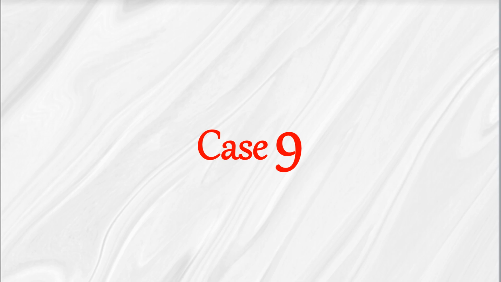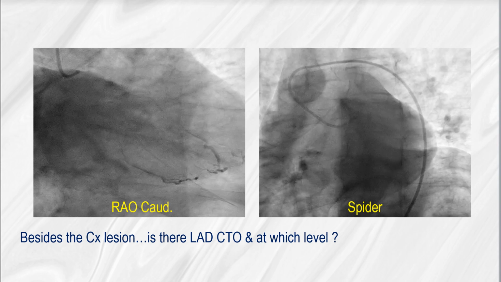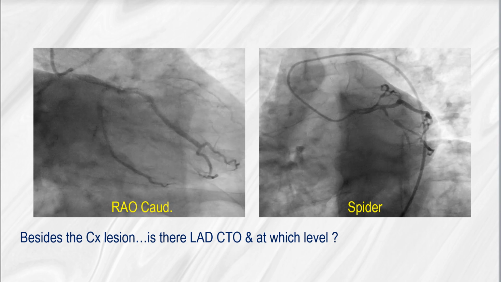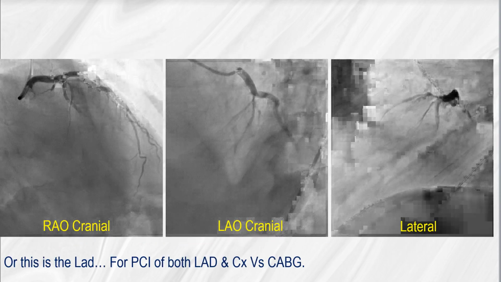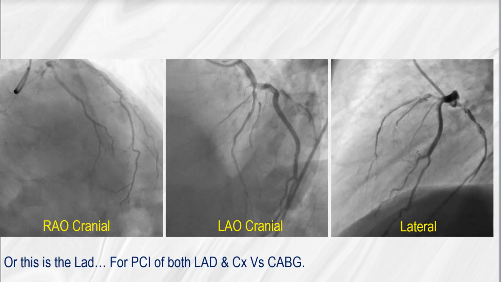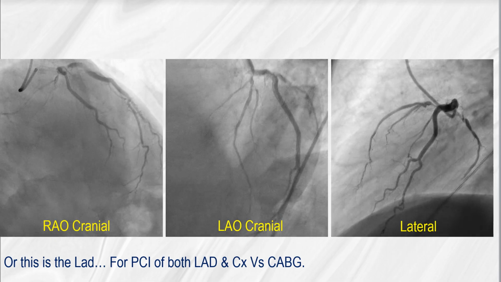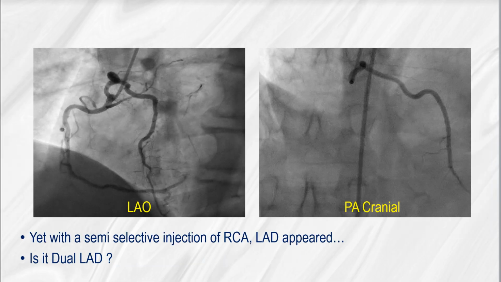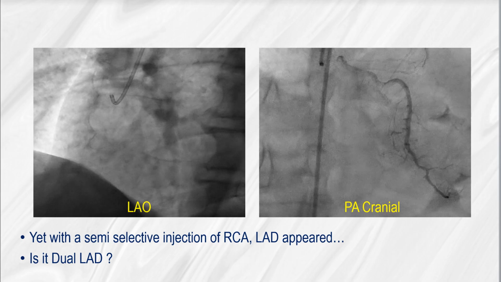Regarding case number 9, in our first patient, besides the CX lesion, is there an LAD CTO and at which level? Or is this the LAD, for PCI of both LAD and CX versus CABG? Yet, with a semi-selective injection of the RCA, the LAD appeared.